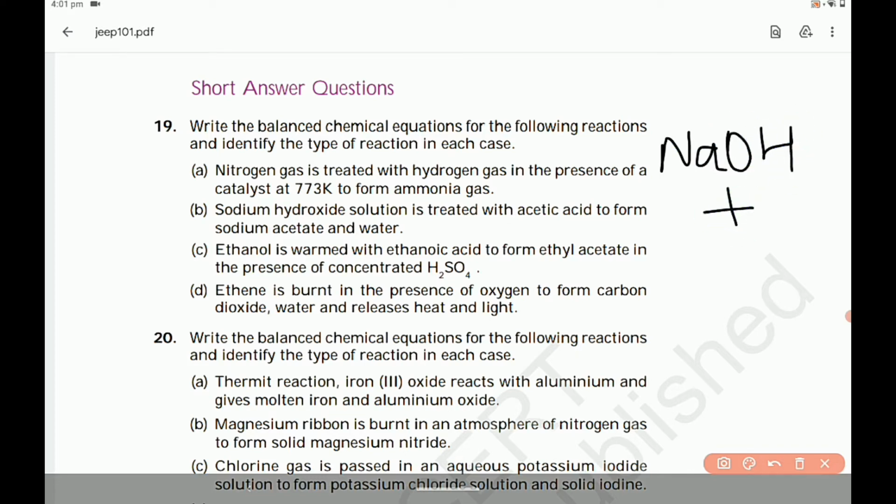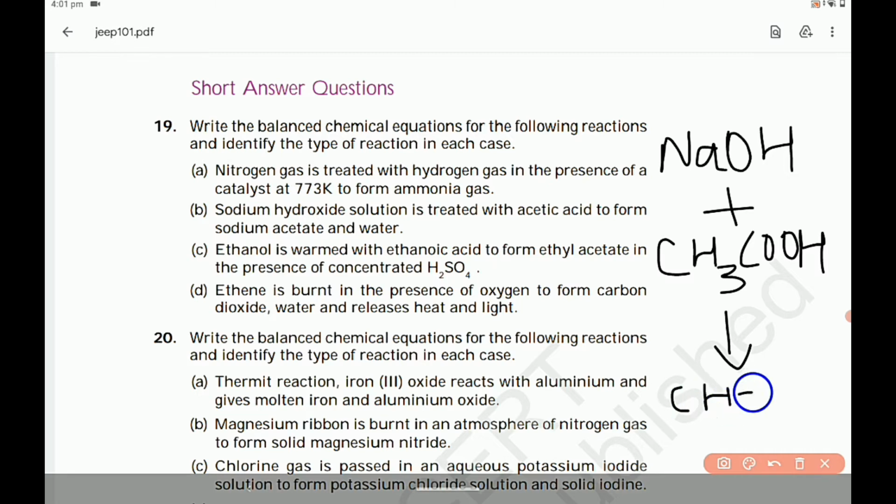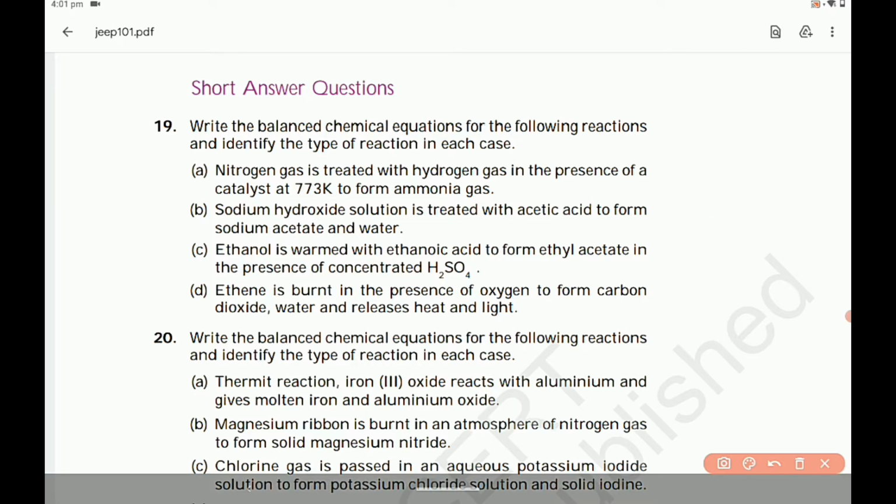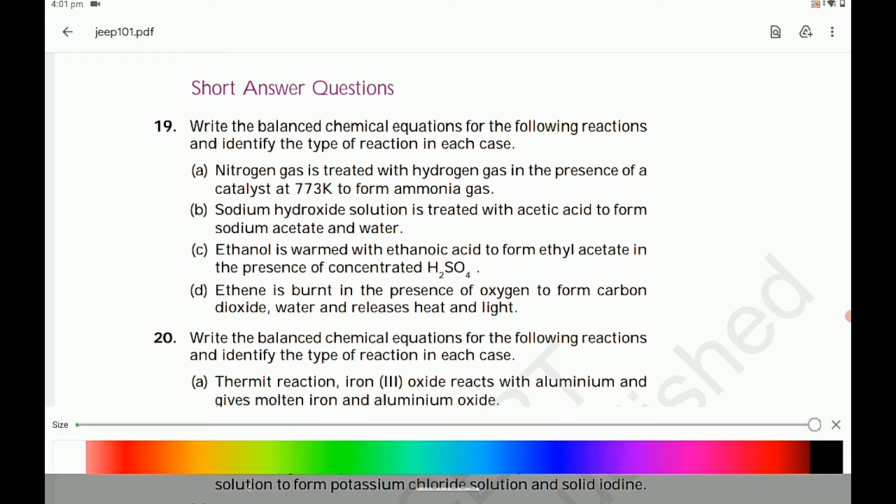Next, the second one is sodium hydroxide with acetic acid, CH3COOH. This is the formula. It gives rise to CH3COONa plus water. Okay, you can remember it like this: this is removed, actually not this. Na comes in place of H and this H and OH will combine. So this is a type of neutralization reaction and it is balanced as well. Let's take a different color.